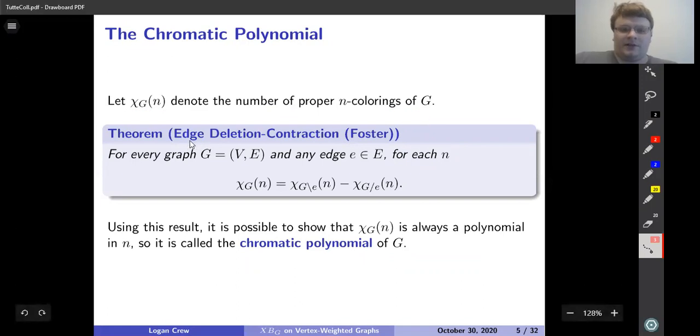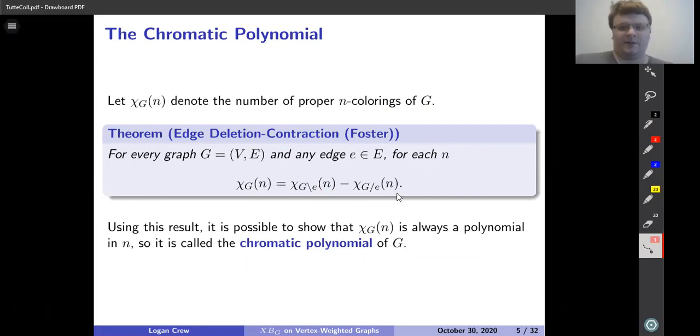One way we can show this is by the famous edge deletion-contraction relation, first described by Foster. If we take any edge in the graph and we want to look at chi_G, we can break it into pieces by first taking chi of G delete the edge, evaluating that polynomial, and subtracting off the portion with G contract the edge. In this way, we can evaluate the chromatic polynomial inductively on a graph by deleting and contracting every edge and creating an expression.